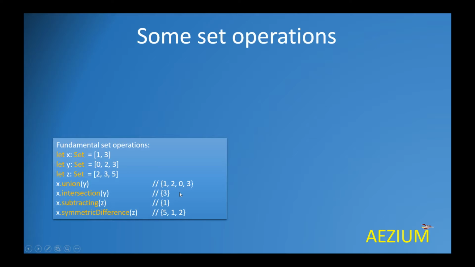And finally, symmetric difference. Again, we have two arguments, x and z. In this particular case, we just take these two sets, put them together, and take away all the elements which are in common. So in this particular case, 3 is the only element which is in common. So what we will be left with is 1, 2, and 5. And this is what we are showing here. Again, notice that the outcome of all these operations is another set.